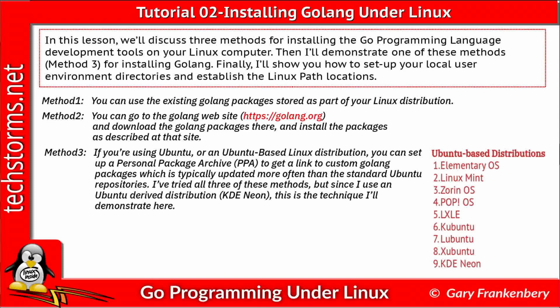Method 3, if you're using Ubuntu Linux or an Ubuntu-based Linux distribution, you can set up a personal package archive or a PPA to get a link to some custom Golang packages, which are typically updated more often than the standard Ubuntu repositories. I've tried all 3 of these methods, but since I use an Ubuntu-derived distribution, that is KDE Neon, this is the technique I find best works for me.